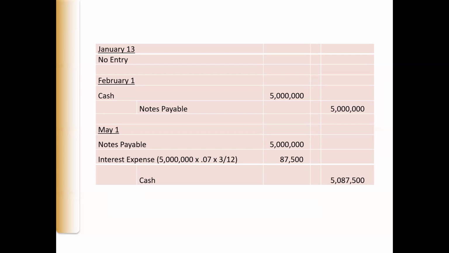Then when they paid it back 3 months later, at that time we debit notes payable for $5 million. We debit interest expense, $5 million at 7% interest for 3 months out of 12 months, which is $87,500, and we credit cash.